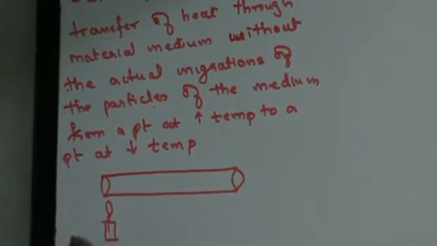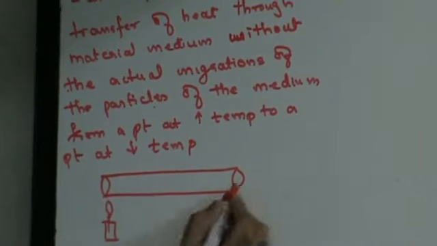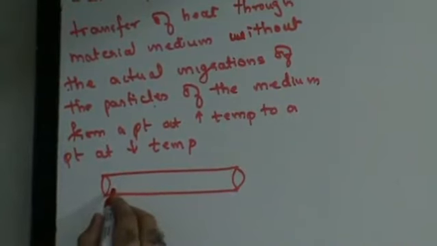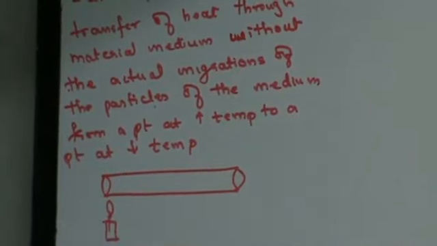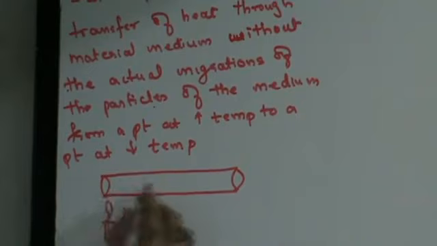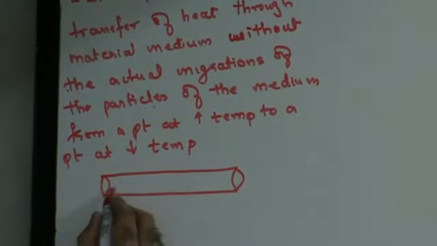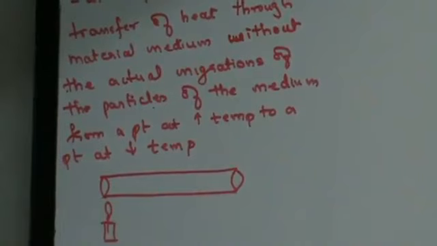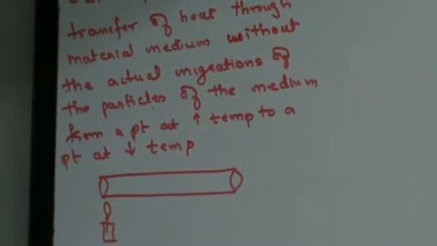Let's assume that I heat one end of the rod. Then the other end of the rod will also get heated. Why? Because there will be transfer of heat from one end to another end, right? But are the particles actually going to move? No, right? You don't have actual migration of the particles from one end to another end. It is just that heat energy is transferred. How is heat energy transferred?